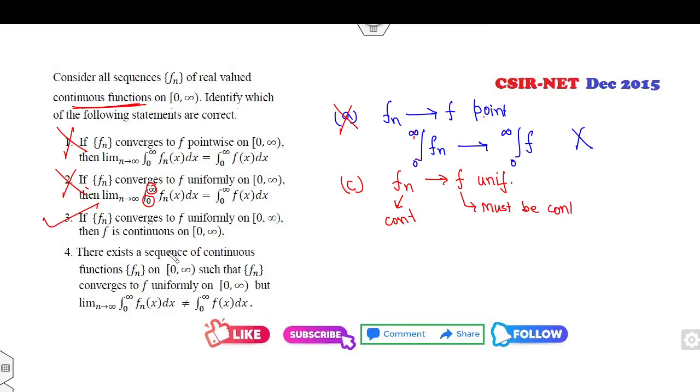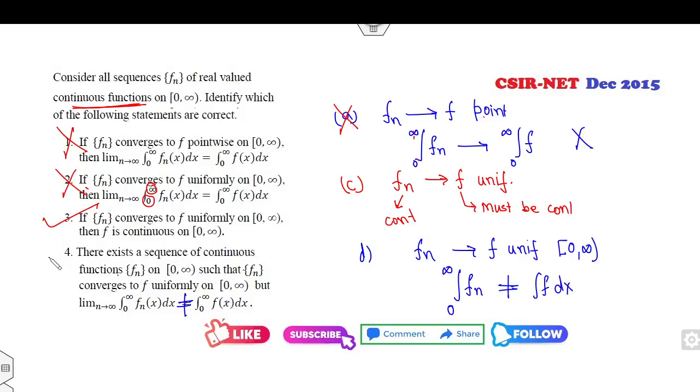Next one, there exists a sequence of continuous functions so that fn converges to f uniformly on the semi-closed interval, and the limits are not the same. That's true because this is not a compact set. Fine. If it is not a compact set or a closed interval, then this may or may not be equal. And the same I suggested to you, yes, 3 and 4 are the correct answers.